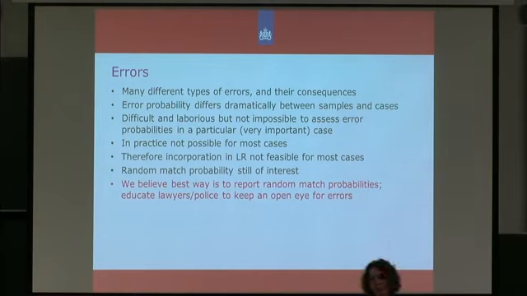Also, I think the random match probability is of interest. People have argued, well, the probability of error is much larger, therefore it can be ignored. But I'd like to know that it can be ignored. Maybe it's 1 in 10. I'd like to know that I can ignore it. So I think we should report this random match probability. And concerning the errors, we believe the best way is to report random match probabilities and educate the lawyers to have an open eye for the errors.